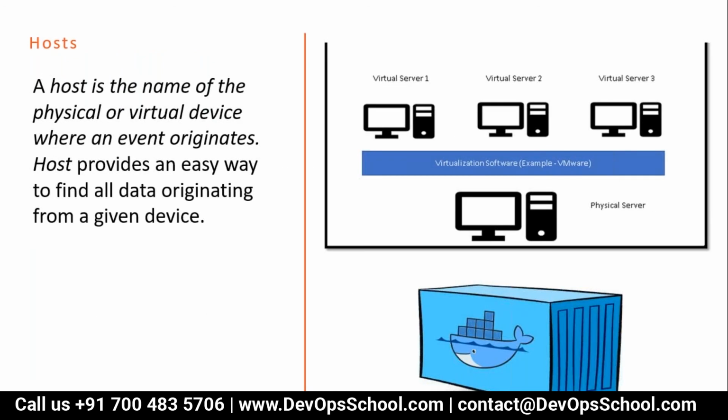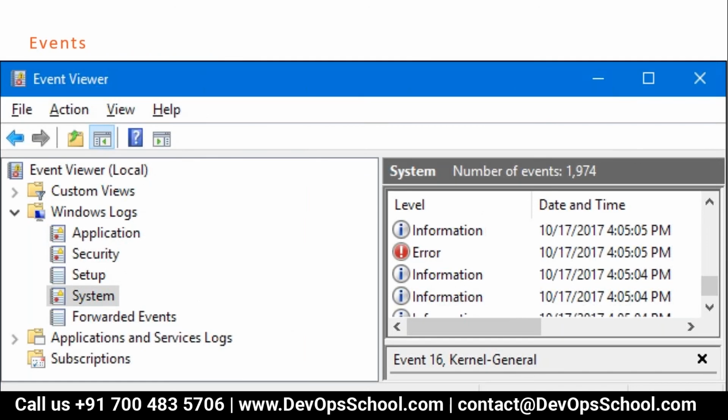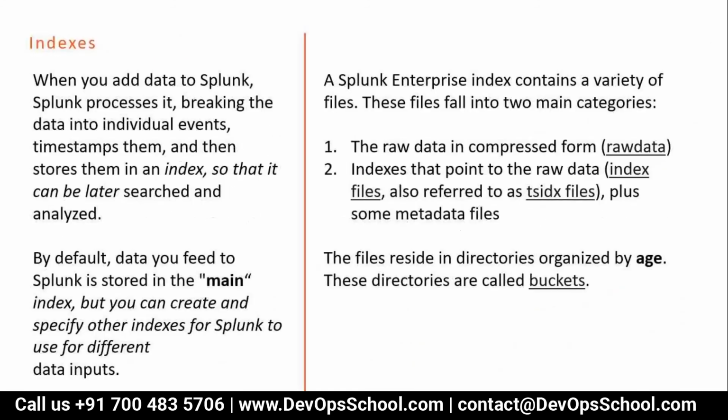Now host. Host is basically a device. It can be anything from where the data has been generated. Host is the name of the physical or virtual device where an event originates. Host provides an easy way to find all data originating from a given device. So you want to trace that this particular log has been generated, but for which device? How can you find out? Host. Which type? Source types. What data? Events. An event has multiple logs.